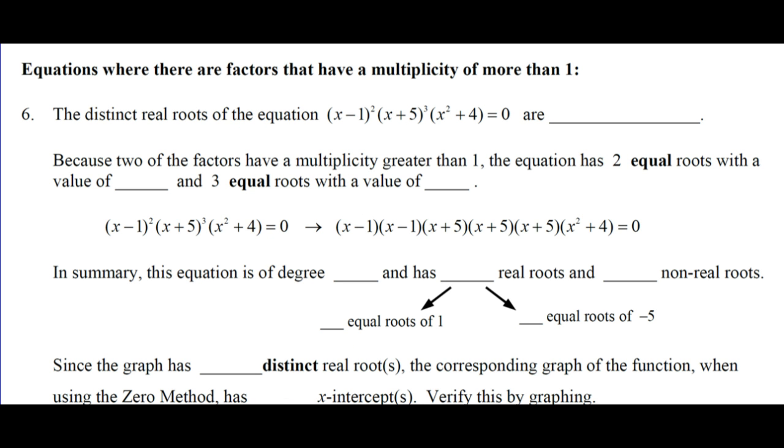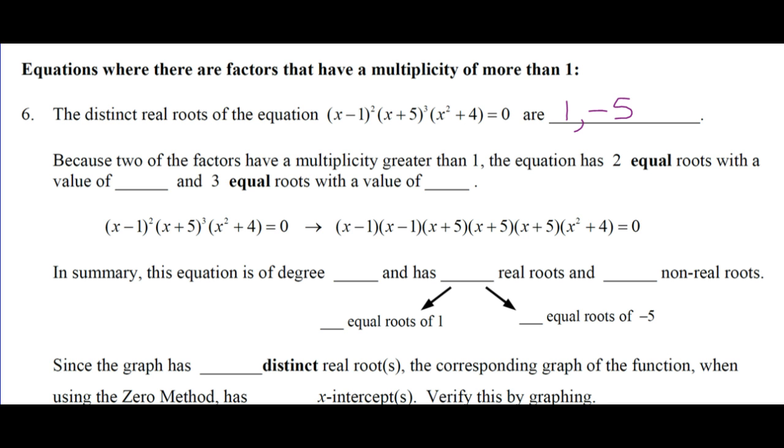Equations where there are factors that have a multiplicity of more than 1. The distinct real roots of the equation, x minus 1 quantity squared, x plus 5 quantity cubed, x squared plus 4 equals 0, are, okay, what are the real roots? 1, negative 5. It says real roots, so no real roots from x squared plus 4. There are the distinct real roots: 1 and negative 5.